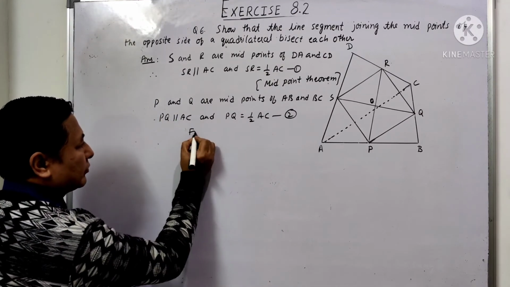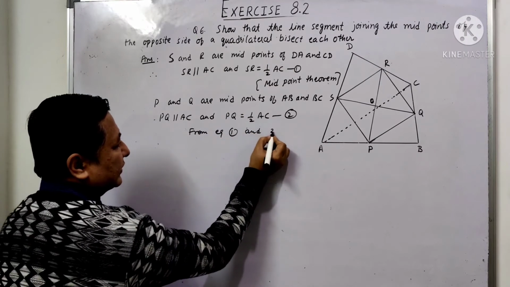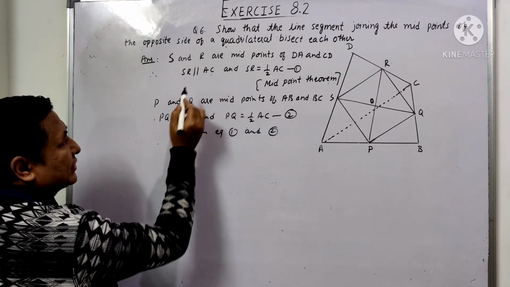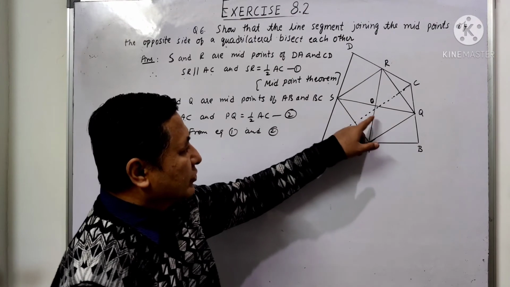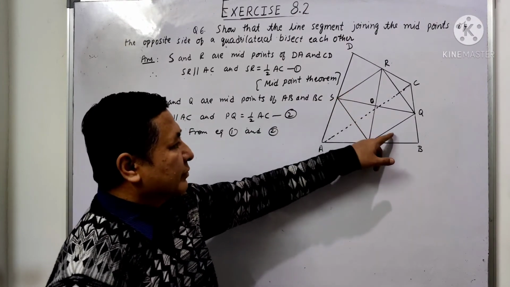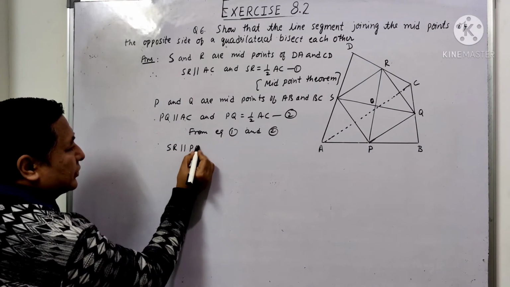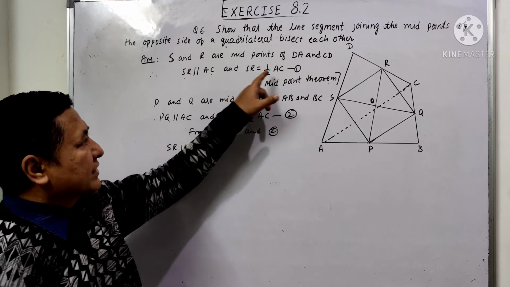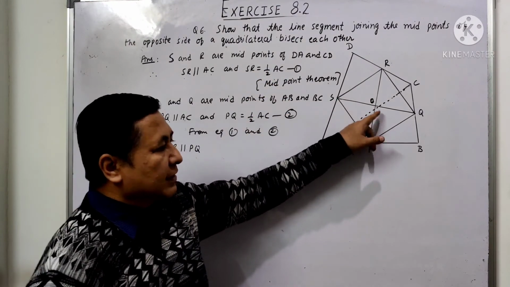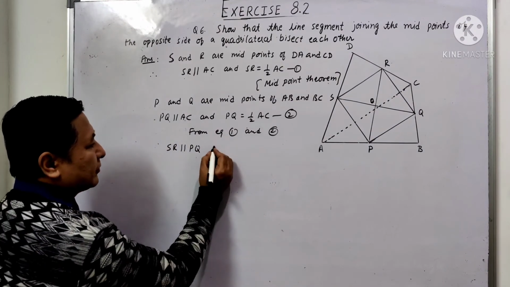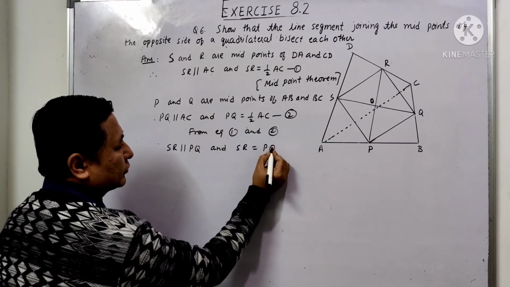Now from equations 1 and 2, as you can see, SR is parallel to AC and PQ is also parallel to AC. So therefore SR and PQ will be parallel to each other. SR is parallel to PQ. Also, SR is half of AC and PQ is also half of AC. So therefore SR will also be equal to PQ.